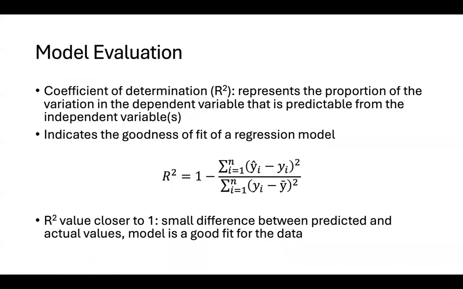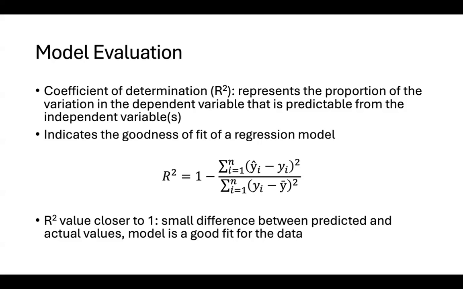To evaluate the model, right now we're going to look at the coefficient of determination, or R-squared value, although there are other ways to evaluate the models. The R-squared value represents the proportion of the variation in the dependent variable that is predictable from the independent variable or variables. It indicates the goodness of fit of a regression model.